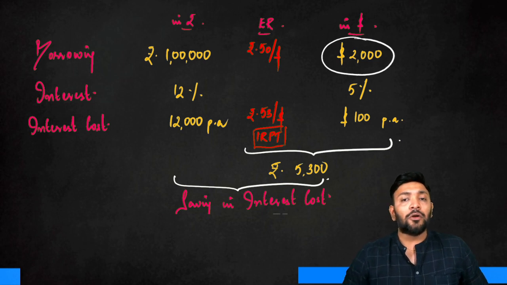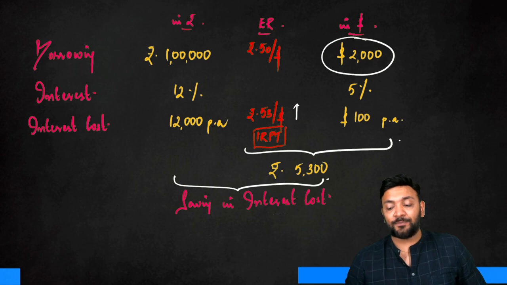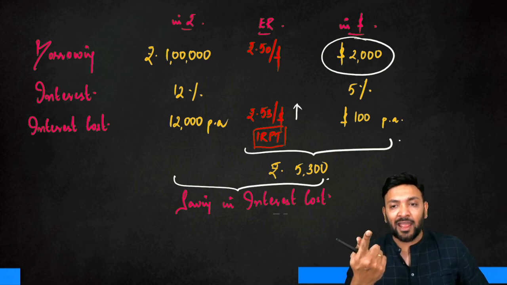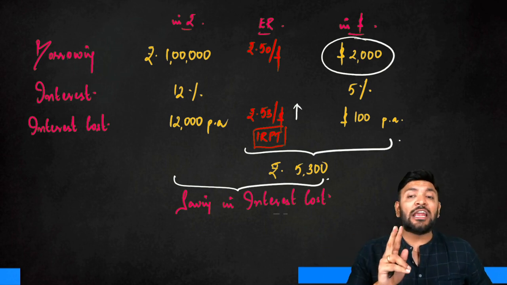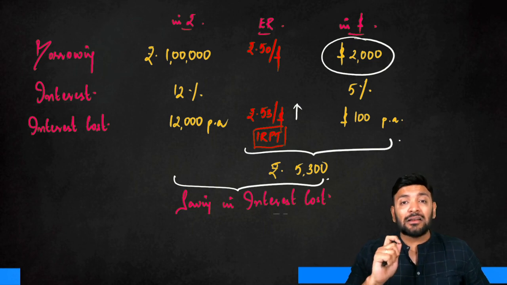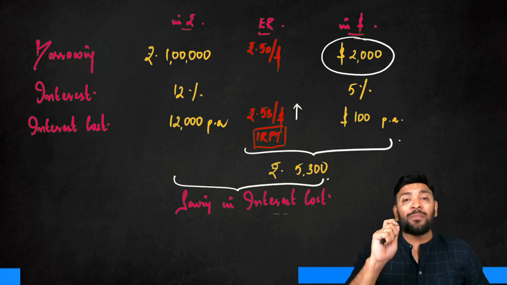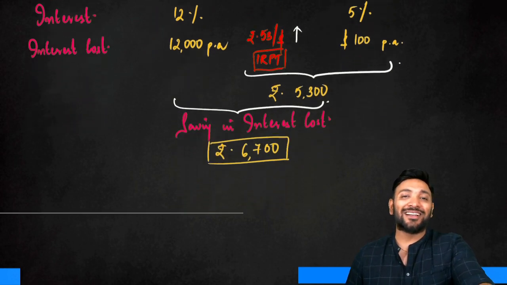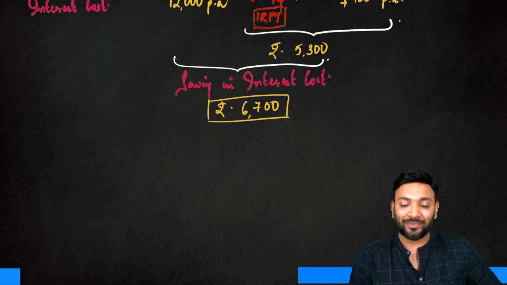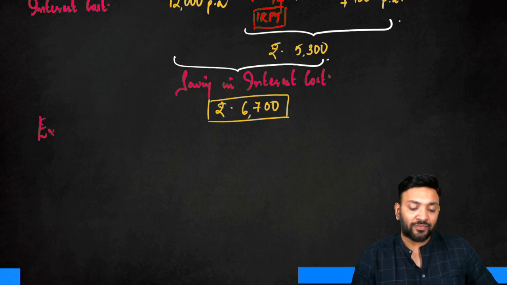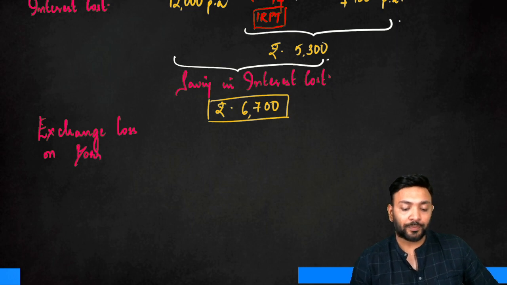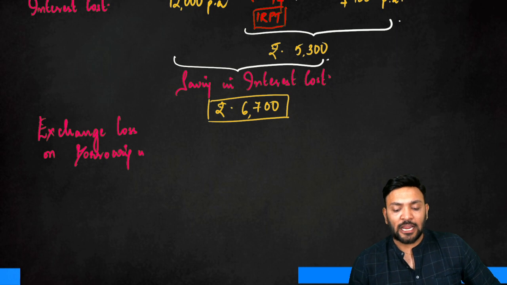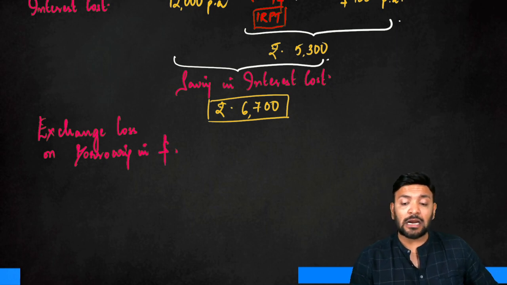I agree. But look at your exchange rate, which has increased. So tomorrow when you have to repay, your liability of $2,000 is not 1 lakh anymore. Your liability of $2,000 today, at today's rate of 53 rupees per dollar, instead of being 1 lakh, has become 1,06,000. So there is an exchange loss on borrowing. If you would have borrowed in dollars, you would have incurred an exchange loss.